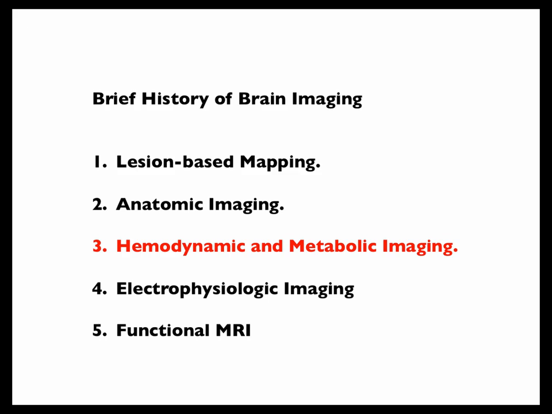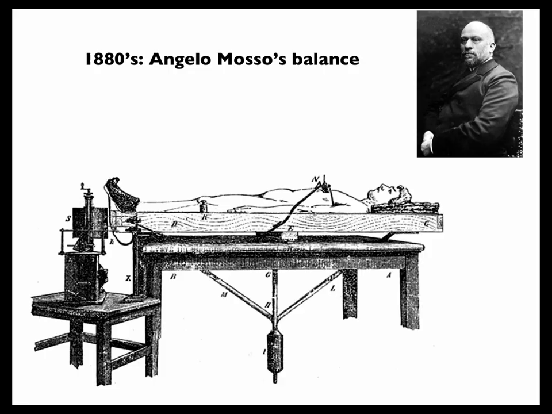Okay, other ways of looking at brain function. So hemodynamic and metabolic imaging. This is a classic experiment that there's just recently a book came out about, Angelo Mosso in the 1880s, in which he had a person lying on a table. It wasn't an imaging experiment per se, but essentially you had a person lying on a table, and they were balanced very, very carefully. So basically, if you had a redistribution of the blood, the table would tip one way or the other.